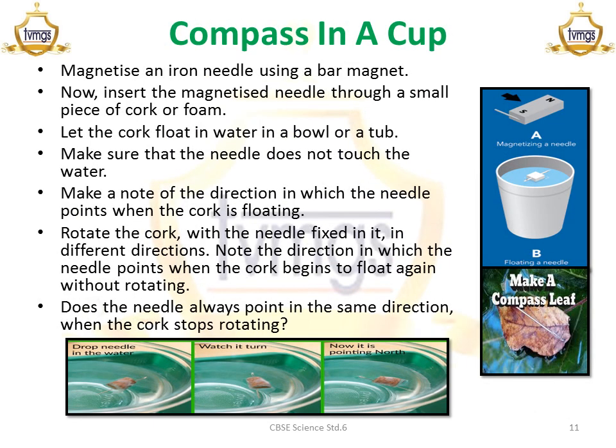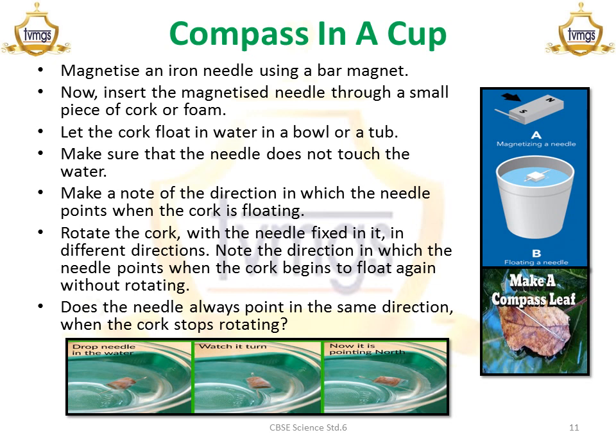Now that we can make our own magnet, let's make a compass. Magnetize an iron needle using a bar magnet. After a while, insert the magnetized iron needle through a small piece of cork or foam or a sponge. Let the cork float in water in a bowl or in a tub or simply a paper cup. Make sure that the needle does not touch the water.